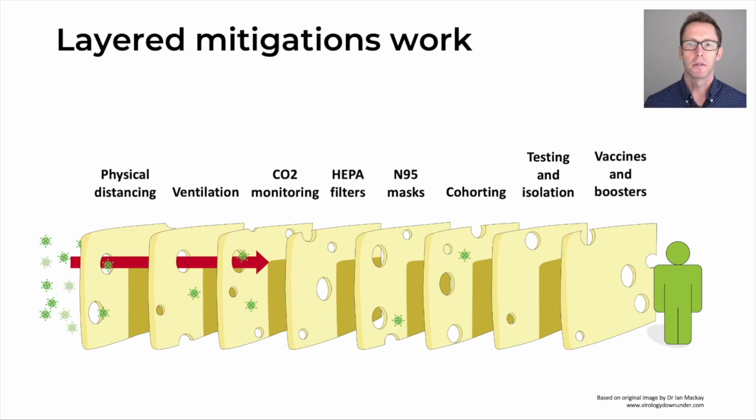The reality is that there's no single thing that we can do that's 100% effective in preventing COVID spreading from one person to another. We really have to be looking at layered mitigations. And this is called the Swiss cheese model. Each layer of protection is something that we can do that has some positive impact, albeit imperfect. But when we add all of these layers together, we actually massively reduce the risk of COVID spreading. And in this diagram, we're looking at a number of different mitigations that we're going to talk about, including physical distancing and ventilation, CO2 monitoring, use of HEPA filters, use of masks, in particular N95 masks, cohorting, testing and isolation, and then finally vaccines and boosters.